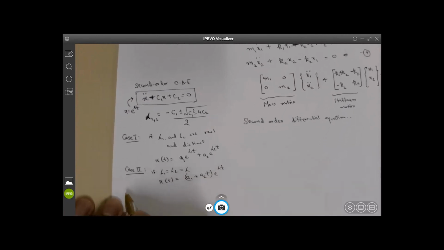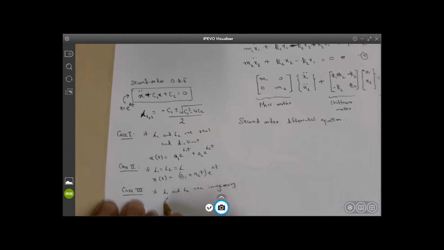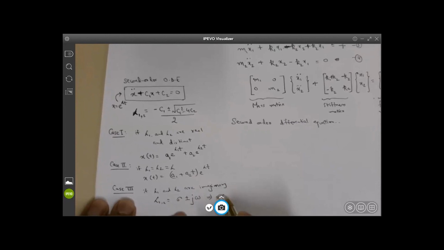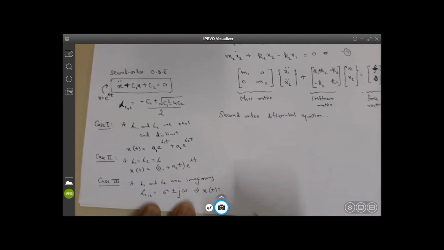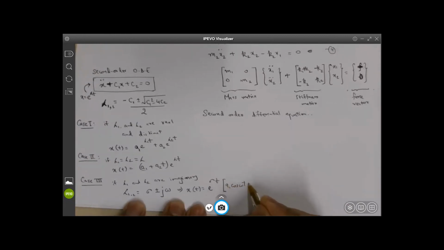And case 3 is that if they are complex conjugates of each other, that is, lambda 1 and lambda 2 are imaginary, lambda 1,2 equals sigma plus minus j omega, then x of t is e to the sigma t times (a1 cosine omega t plus a2 sine omega t), where a1 and a2 are constants.